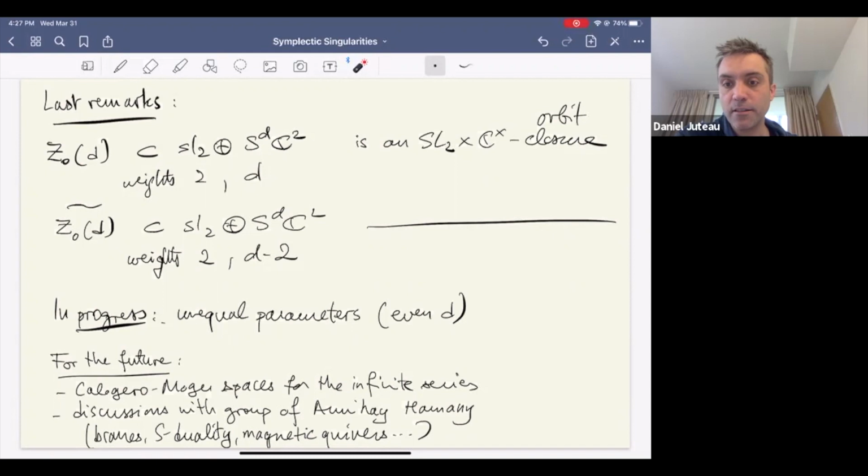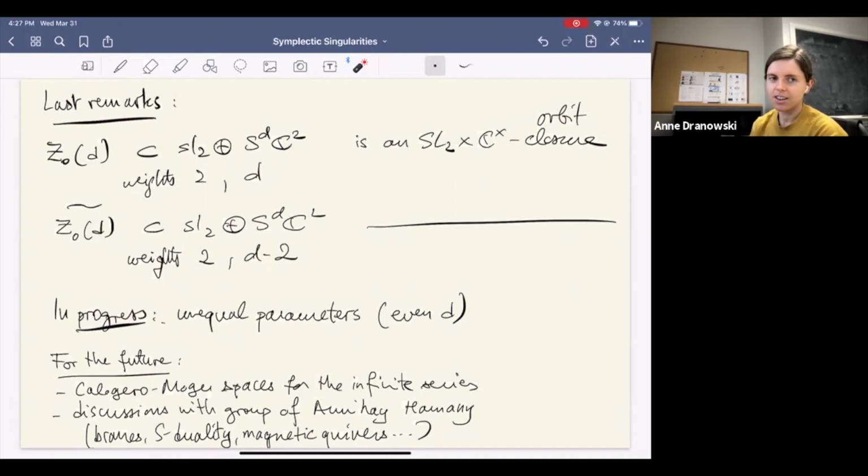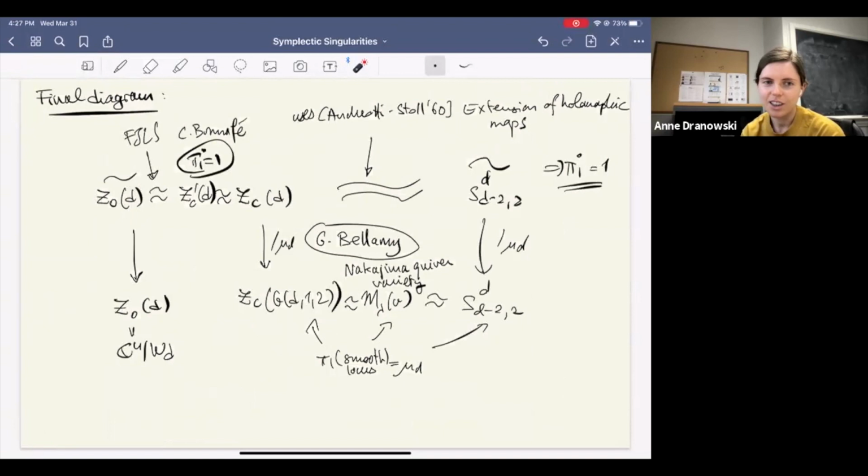I have a question. This observation of Gwynn's relating this Z0 to a quiver variety. Can you say how he noticed this? Does this quiver variety relate to the Slodowy slice to this nilpotent orbit?